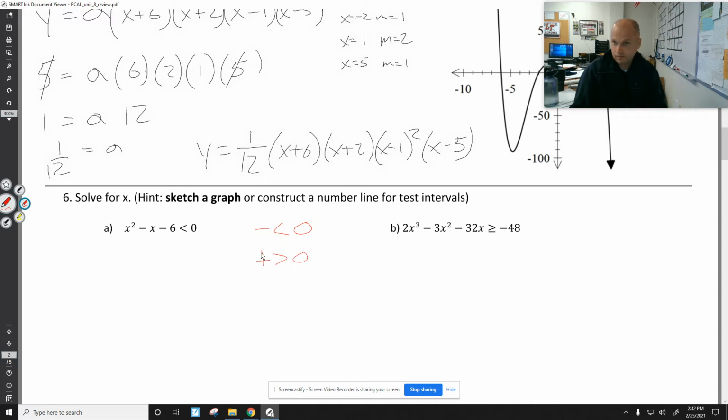I'm just going to write this, okay? Because these sign analyses will help us solve these inequalities. Now, less than 0, negative, greater than 0, positive. What gets in between positive and negative changes?